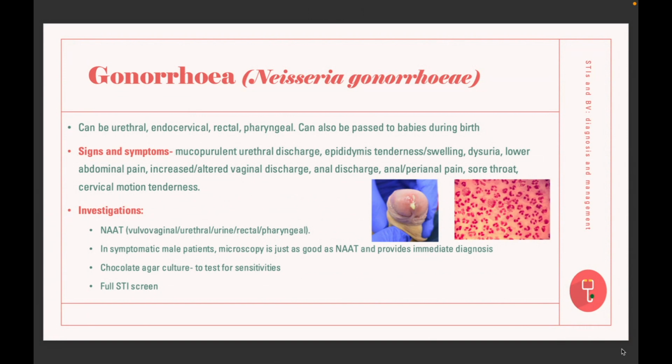You can do a chocolate agar culture to test for sensitivities. It's kind of been in the news a little bit recently in the past few years. Super gonorrhea is what the media seems to be calling it, but essentially it's antibiotic resistance. And unfortunately, because people are either not getting tested, don't realise that they have it, or are delaying treatment or not taking treatment properly, it means that sometimes it's a little bit harder to treat, so that might be necessary for some patients. And again, a full STI screen, including bloods for syphilis and HIV, is always recommended. We could pop to the next slide.